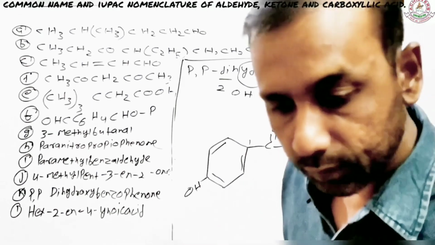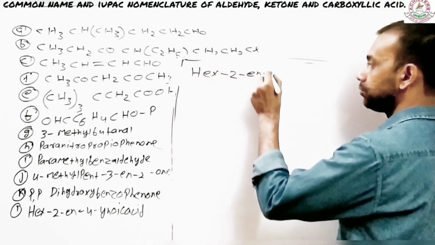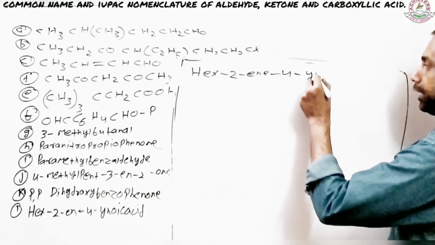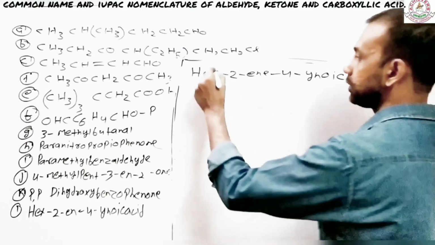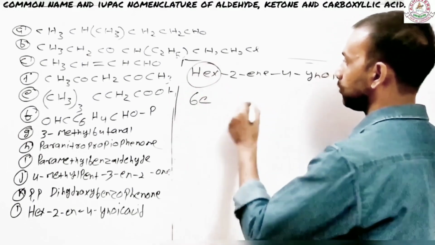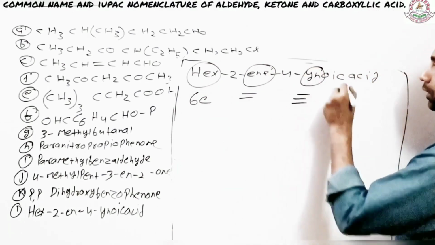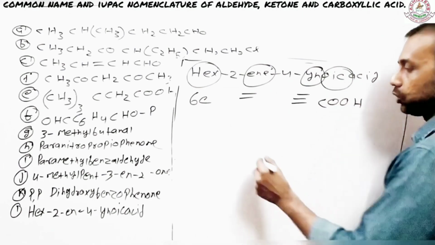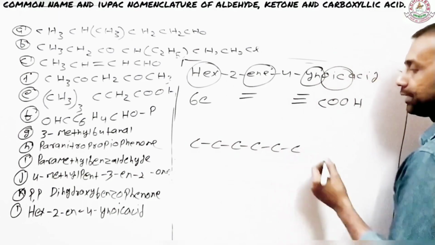Now let's do the last one. Concentrate. Hex-2-en-4-ynoic acid. Let's work this out. You have 6 carbon. You have an en, double bond. You have a yn, triple bond. You have an oic acid, COOH. That's it. So let's place 6 carbon together. 1, 2, 3, 4, 5, and 6.